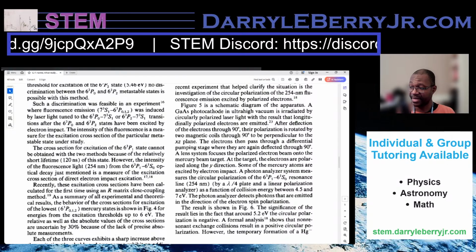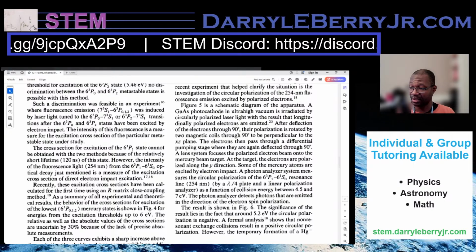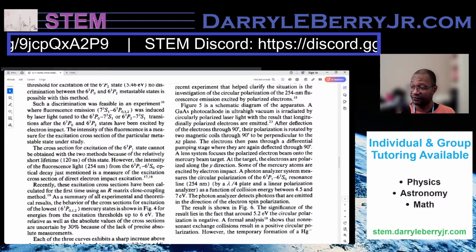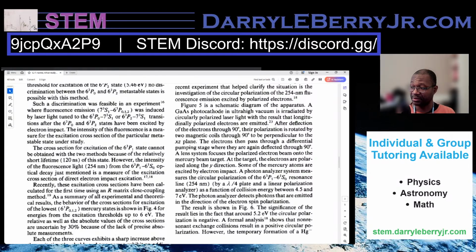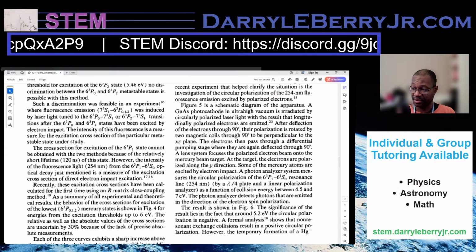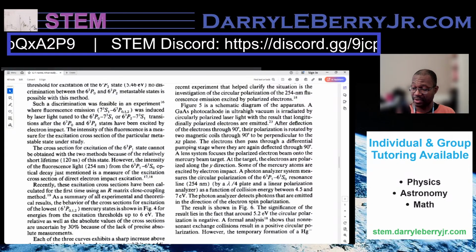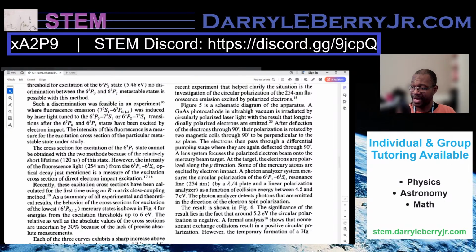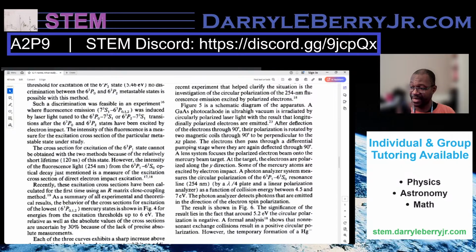The electrons then pass through a differential pumping station, where they are again deflected by 90 degrees. A lens system focuses the polarized electron beam onto the mercury beam target. At the target, electrons are polarized along the y direction. Some of the mercury atoms are excited by electron impact.